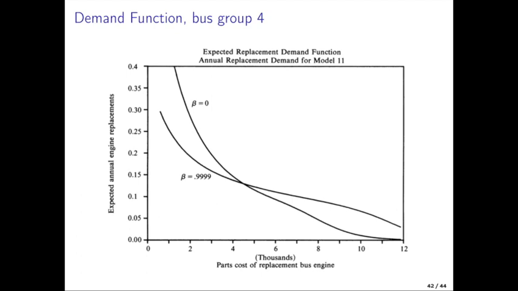And you see it's downward sloping. Essentially, the higher the price, the higher the replacement cost, the lower the demand for replacing the engine is. And so this is this bottom-up approach, which is based on a micro-aggregation of the outcomes of the model. Okay.